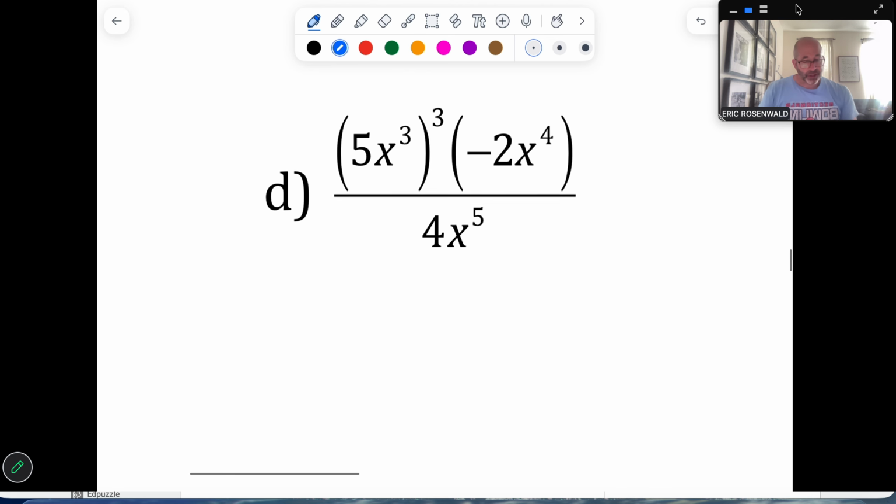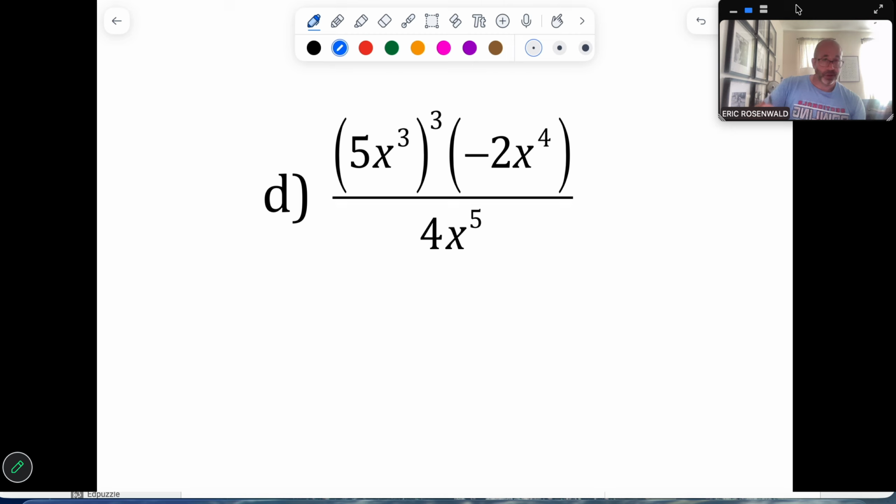Okay, this one's a little bit tougher, so let's go part by part through this. Let's deal with exponents on the outside first. This gets applied to everything. 5 to the third, remember, does not equal 15. Okay, remember that this is 5 to the third, which does equal 5 times 5 times 5, which is 125.